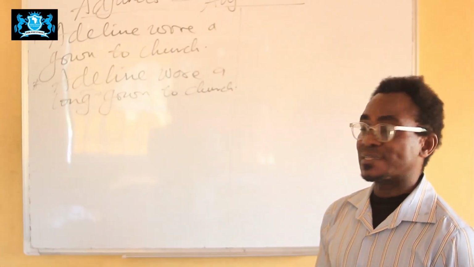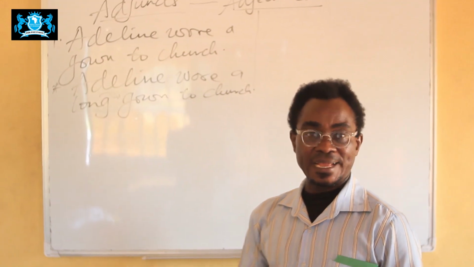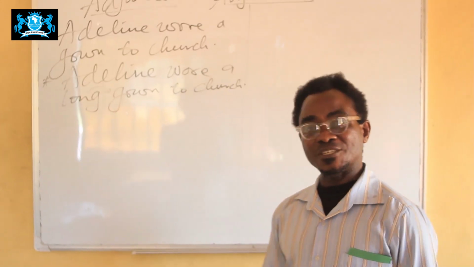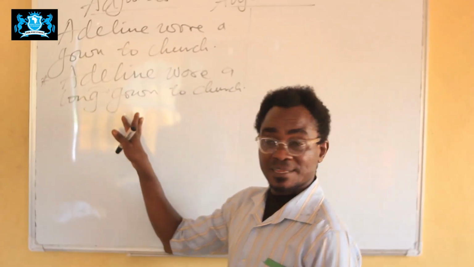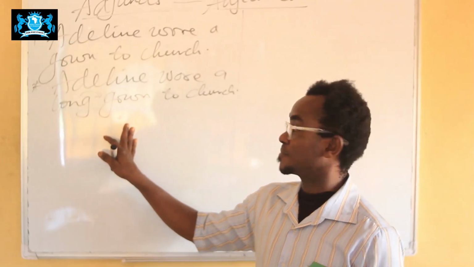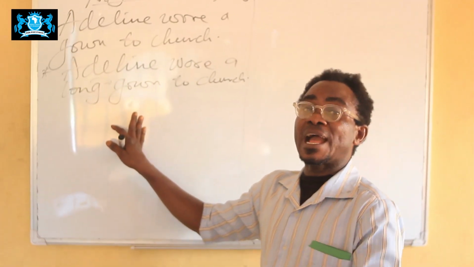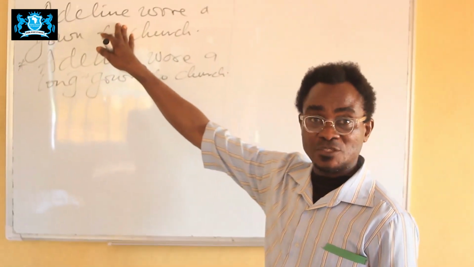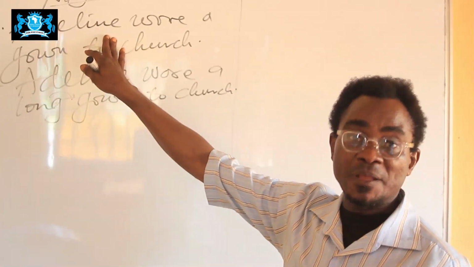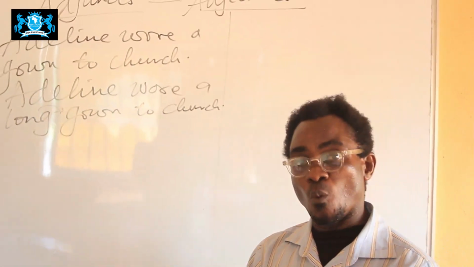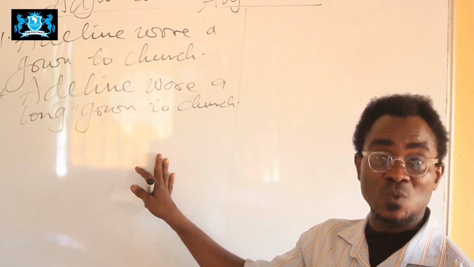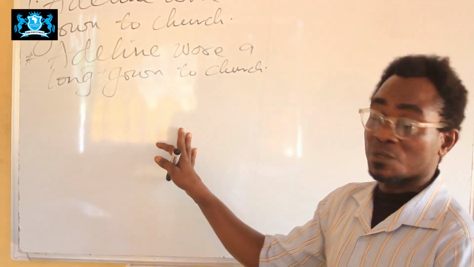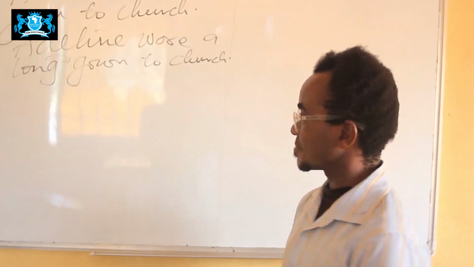We now know that Adeline didn't just wear a gown. In fact, it was a long one. It was a long gown that she wore. So long has added a piece of extra information to gown. We know now the kind of gown. If we were asked before what kind of gown Adeline wore to church, we would not be able to answer the question because the kind of gown wasn't stated. Now we can answer that question confidently. We can say Adeline wore a long gown to church. What sort of gown did she wear? A long gown.